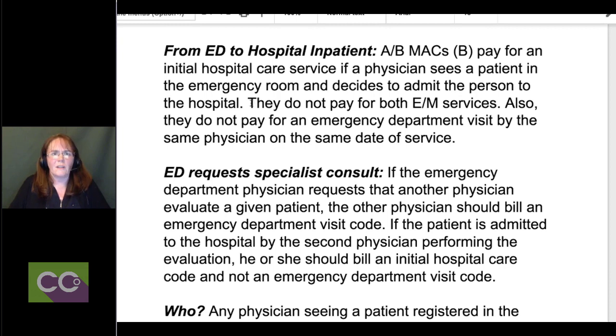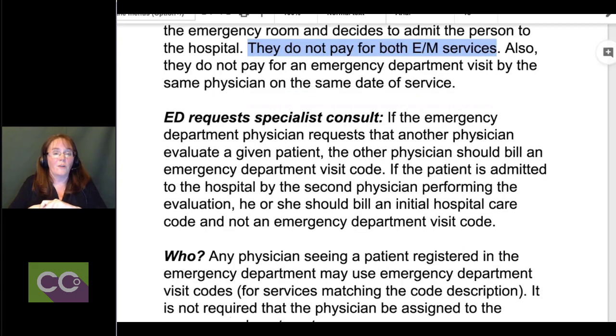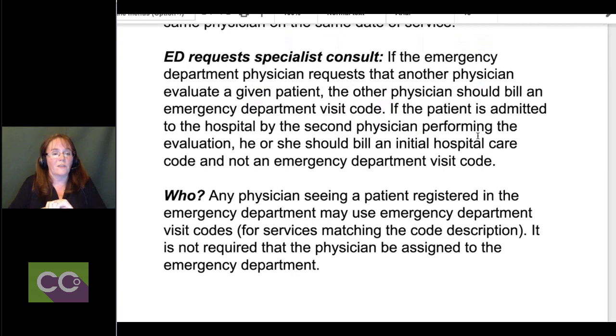What if somebody requested a specialty consultation? Then there's a different coding scenario for that as well. If the specialist who came in and did the consult is now going to admit them to the hospital, then he's the one who's going to bill for that code.